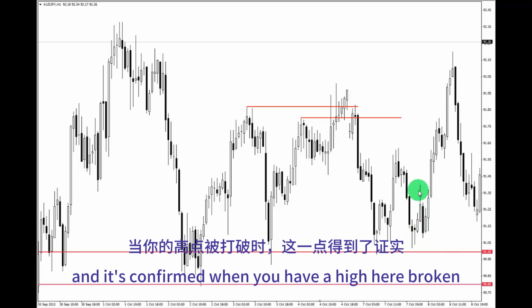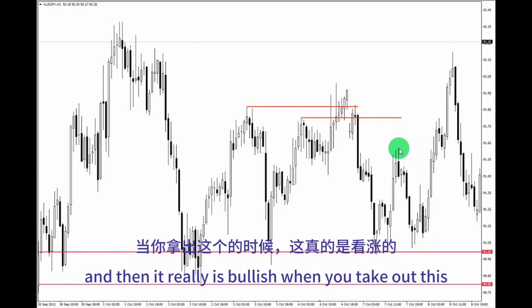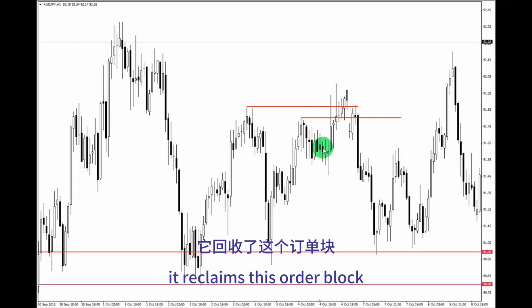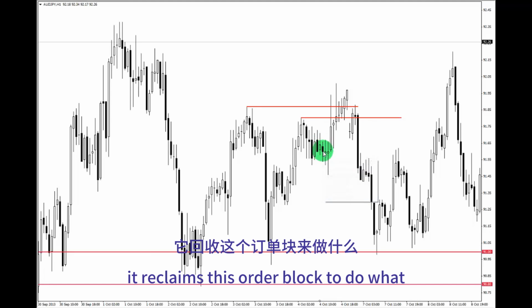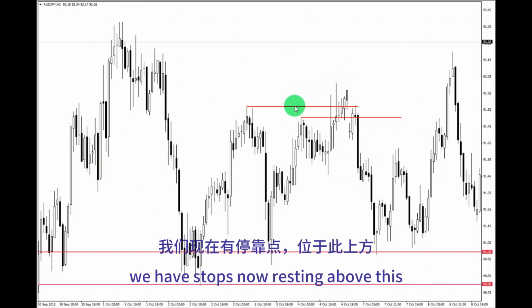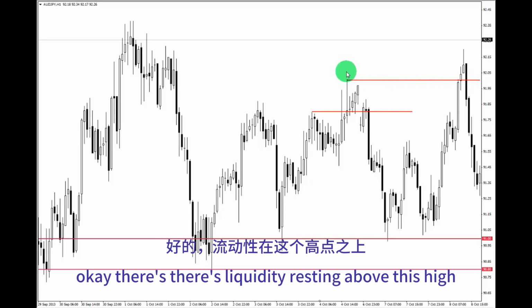Okay, and it's confirmed when you have a high here broken. So market structure resumes bullishly here, and then it really is bullish when you take out this high here, and it comes right back down and does what? It reclaims this order block. Yeah, it reclaims this order block to do what? To run stops again. Okay, we have stops now resting above this. There's liquidity resting above this high.